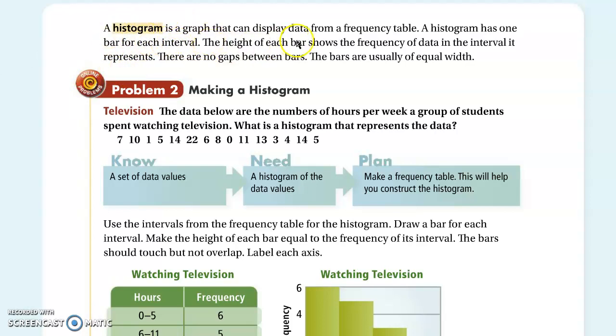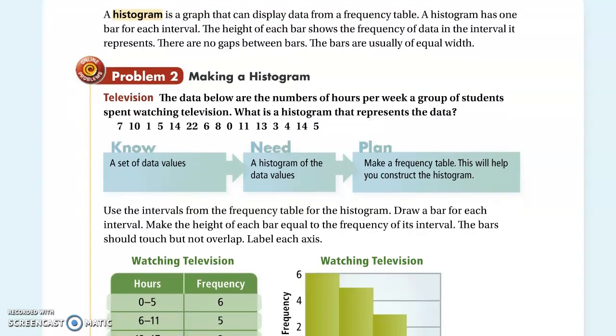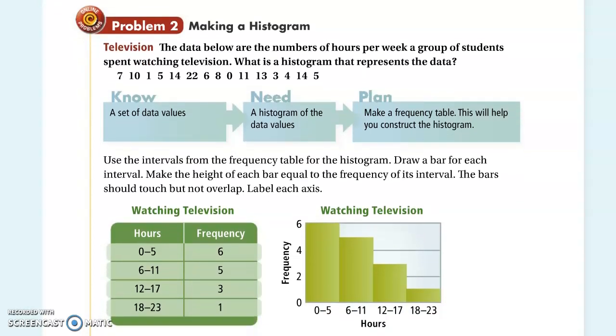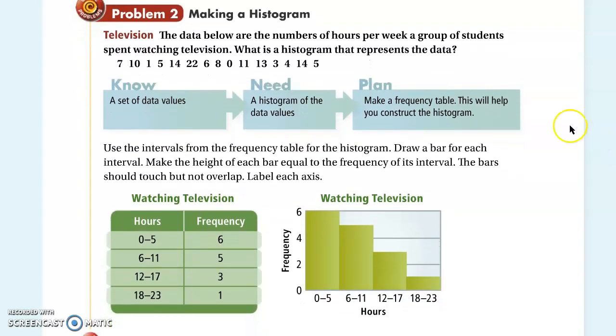A histogram is a graph that can display data from a frequency table, and it has one bar for each interval. Instead of each bar representing a certain number, it represents the range of numbers. Here's an example for problem 2, where they're using this data and making a frequency table for the number of hours that people are watching television. There are 6 students that spent 0 to 5 hours watching television, 5 students that watched this much, 3 here, and 1 student that watched 18 through 23 hours.